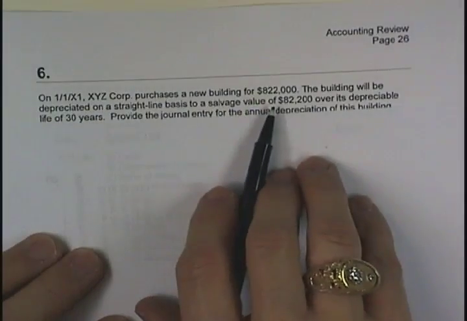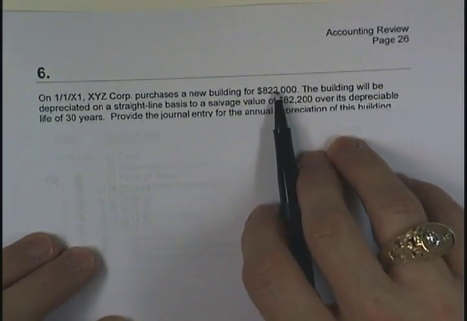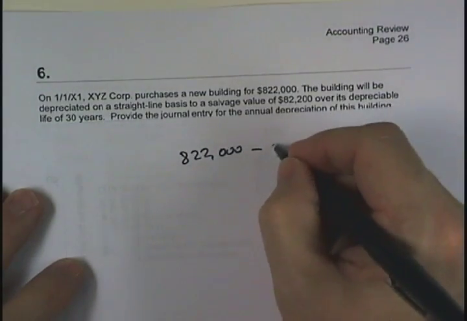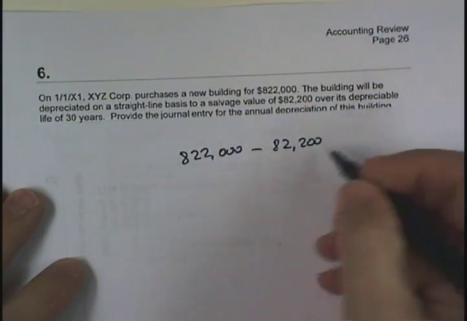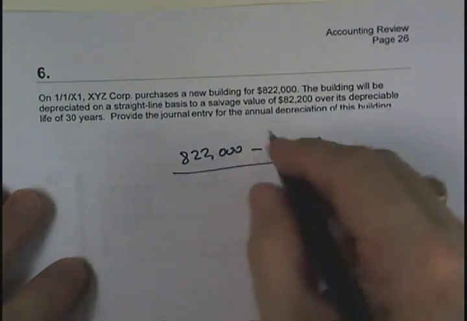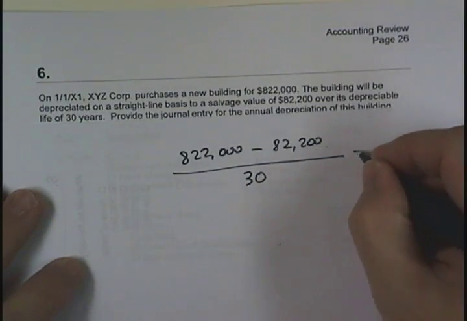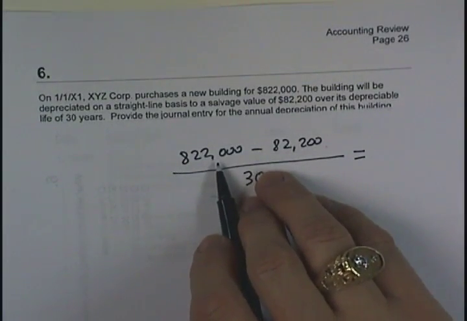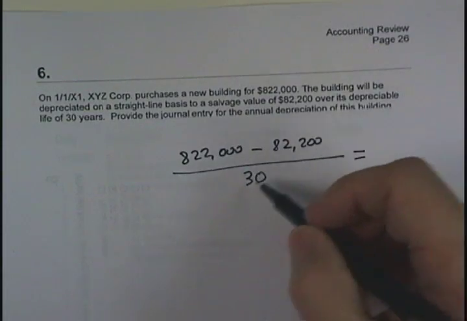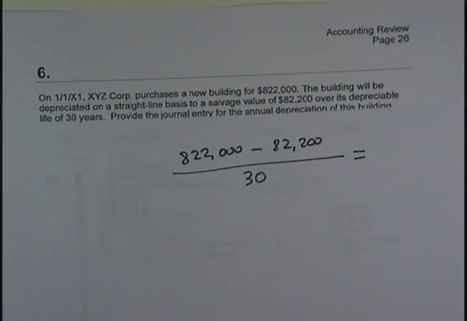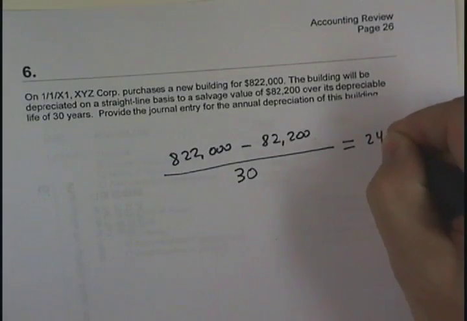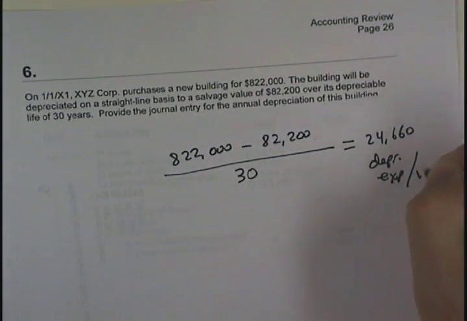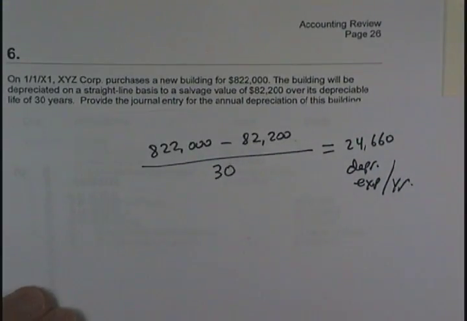In problem 6, the firm purchases a new building for $822,000. It will be depreciated on a straight line basis down to a salvage value of $82,200, and they'll do that on a straight line basis over 30 years. So the annual depreciation expense will be calculated by taking that purchase price minus the expected salvage value and dividing by the 30 years. So $24,660 is the depreciation expense per year on that building on a straight line basis.